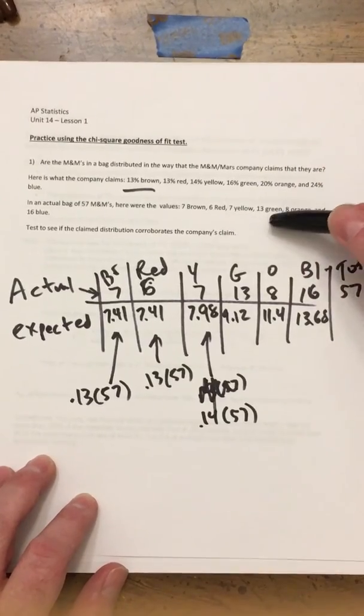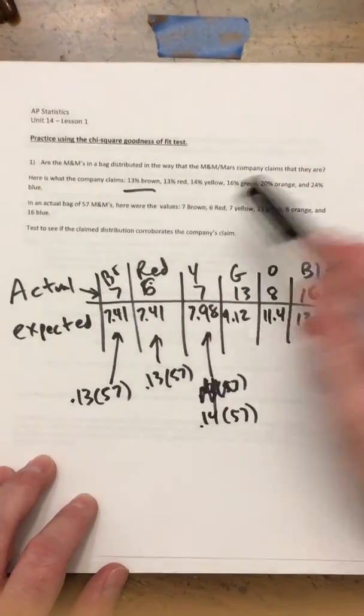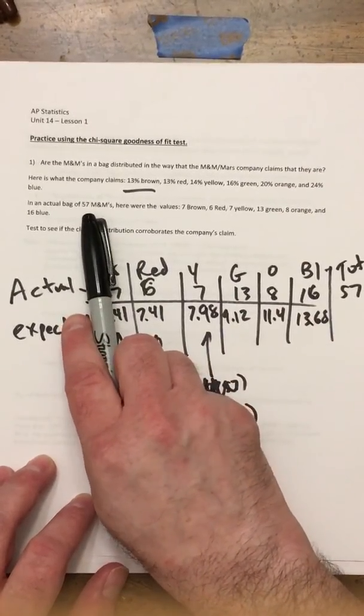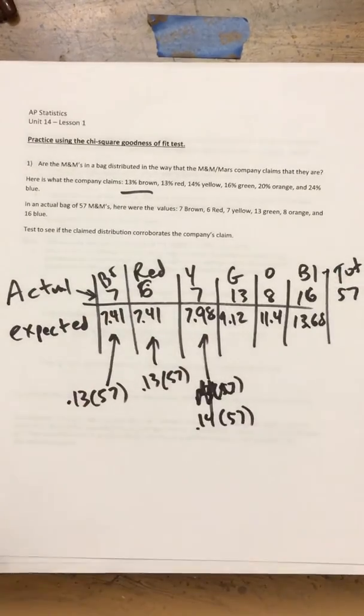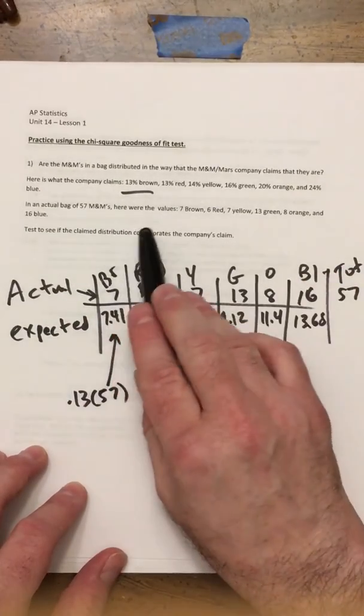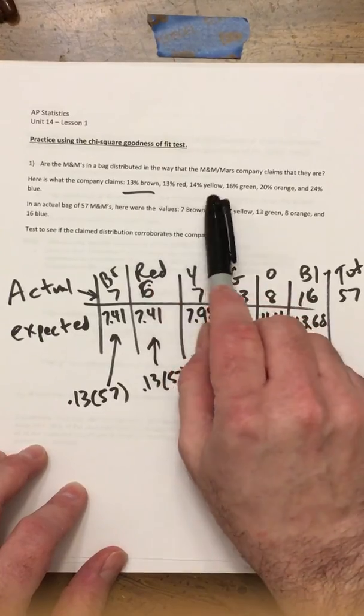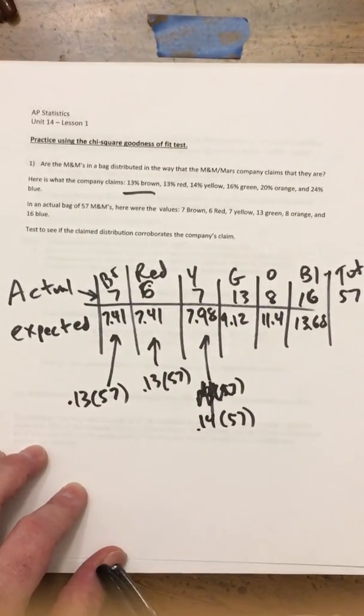Were these picked randomly? Well, we have to make the assumption that when they create bags of M&Ms, they are randomly put into the bags, trying to follow the distribution that they say they're going to follow.